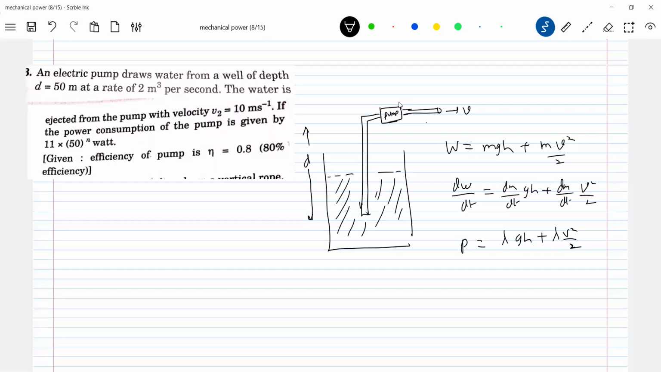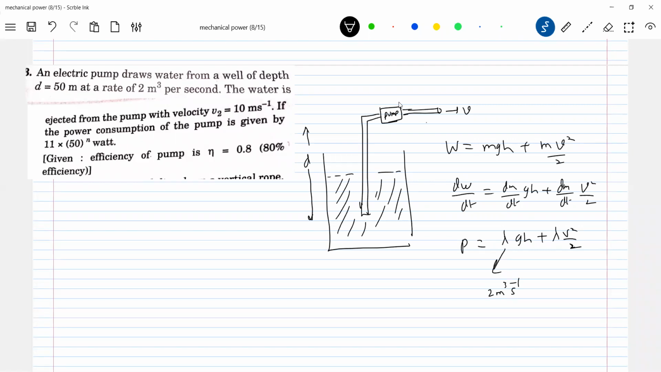What is the lambda? The rate at which the pump draws the water. That was the lambda, dm by dt, you can see the cubic meter per second. So what should be the lambda? Lambda should be equal to 2, so this is 2 meter cube per second. g and h we know all, so substituting we will get it.